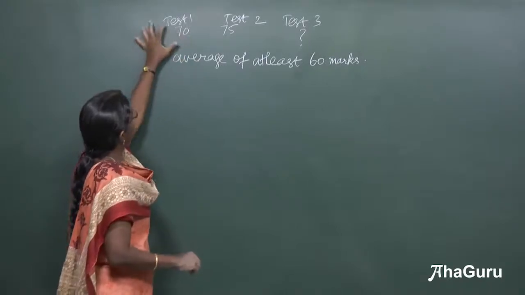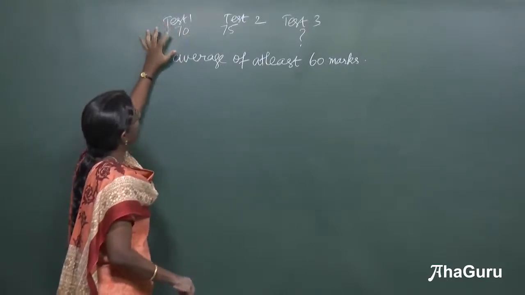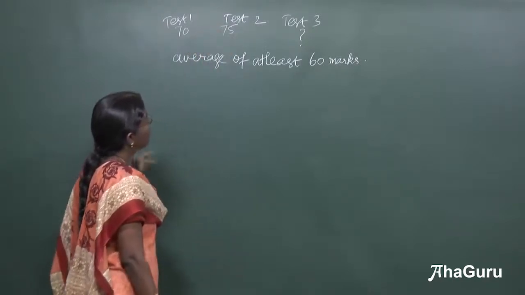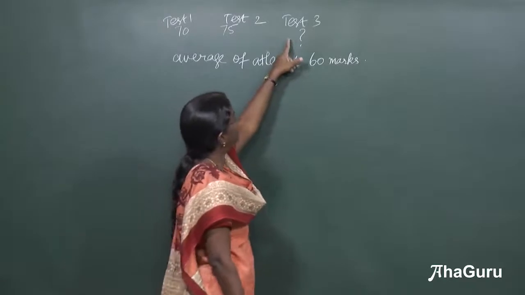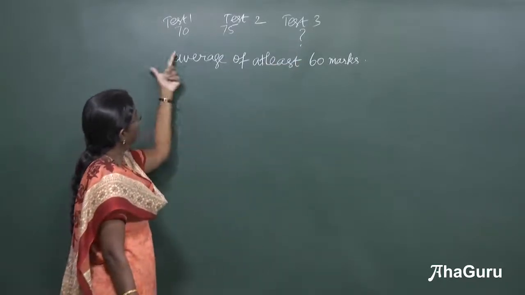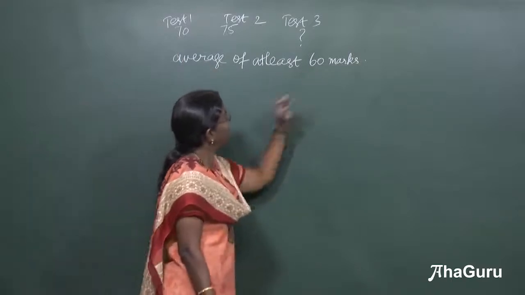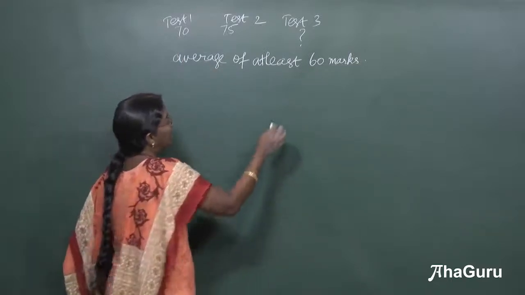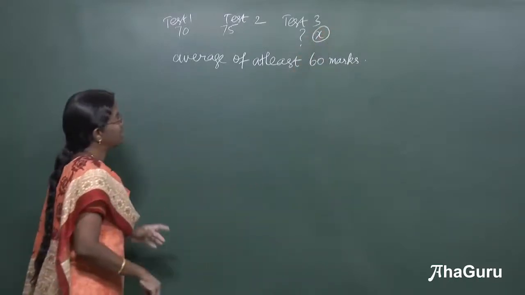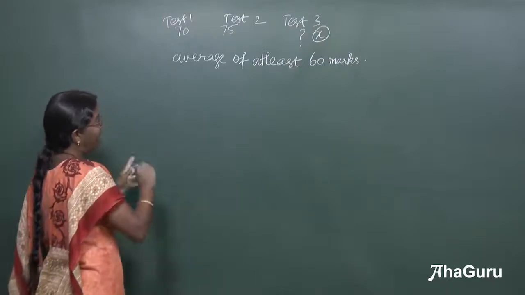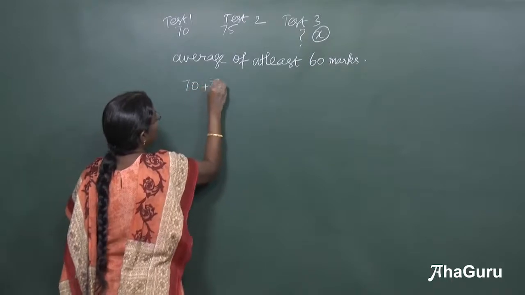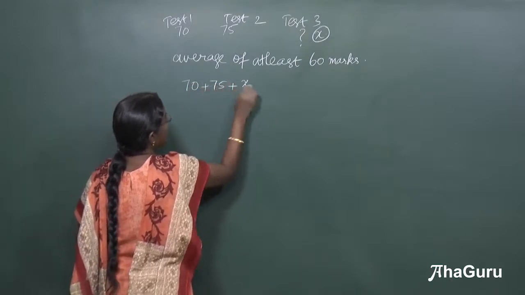There is this person Ravi who scores 70 marks in unit test 1, and in unit test 2 his score is 75. The question is to find out what should be the minimum he should be getting in the third test, so that the average of all the three is going to be at least 60 marks. Now we will assume that he has to get some x marks in test 3. Average is at least 60. So what will be the average of all the 3 marks? It will become (70 plus 75 plus x) by 3.